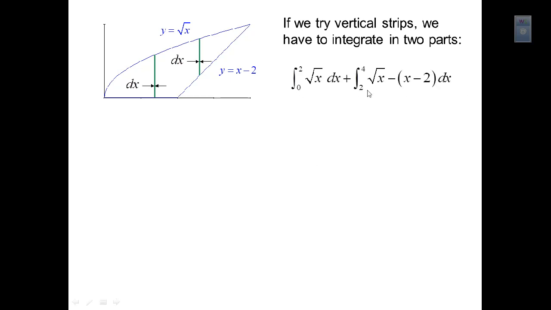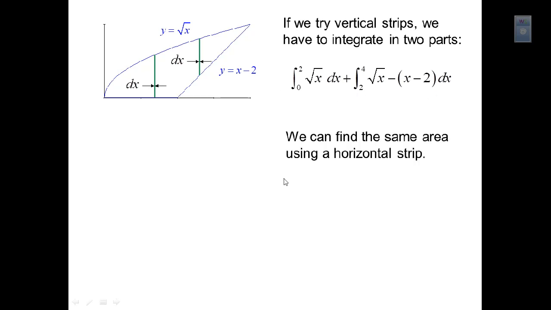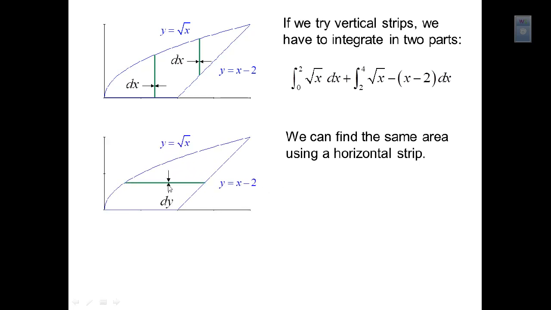And that would be the integral that you'd have to set up. And then you would have to solve those. Well, we can find the same area using a horizontal strip. And notice in this case, the thickness of this is vertical, so it's going to be dy. Now, if you do that, that means your y value is what you're integrating with respect to.